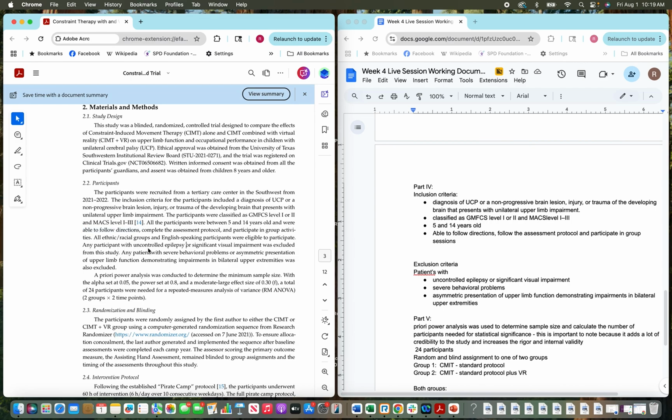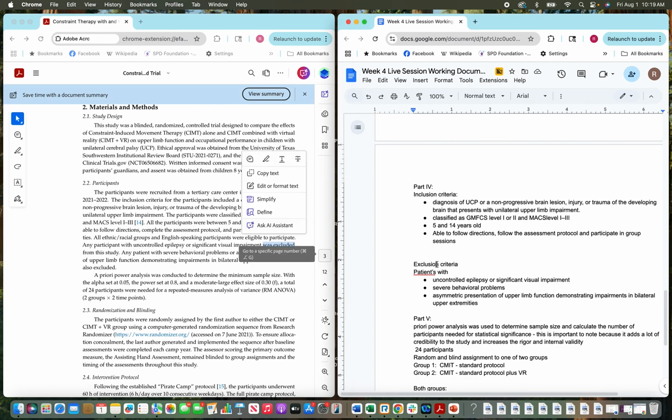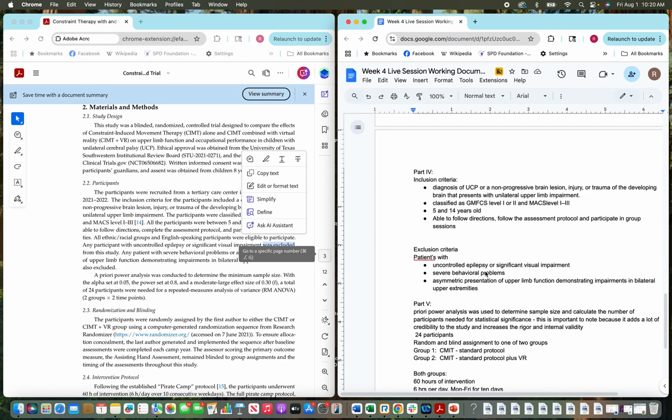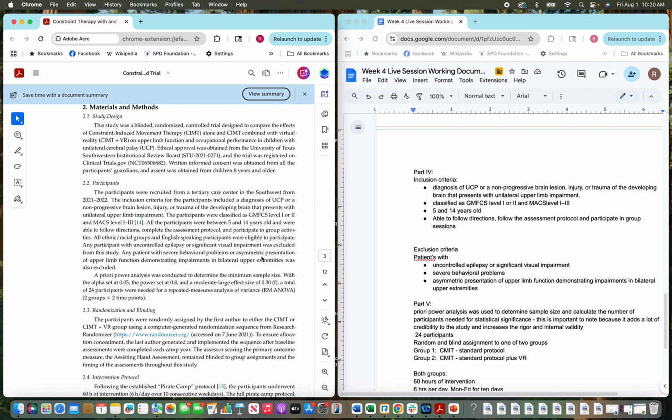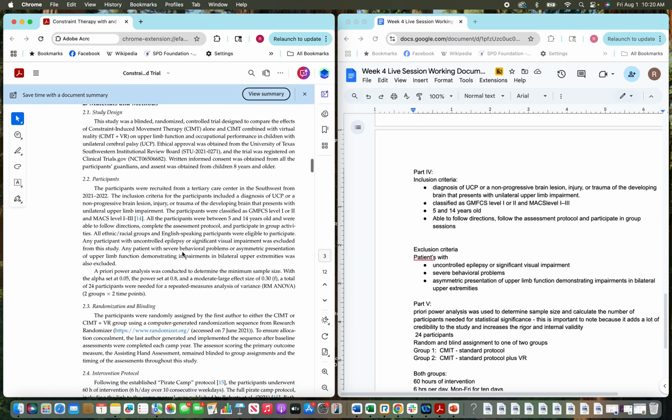Now, any participant with uncontrolled epilepsy, right, or significant visual impairment were excluded. So that would be our exclusion criteria, which you can see I put over here. So uncontrolled epilepsy or visual impairment, and also any patient with severe behavioral problems, or asymmetrical presentation of upper limb function. All right, so those were patients that could not participate in the study. So that is how I completed part 4, inclusion and exclusion criteria for that third article, which is an RCT.